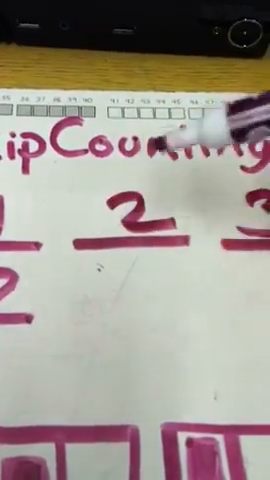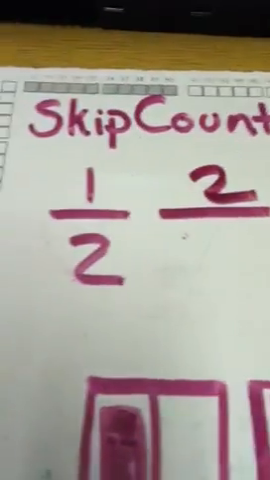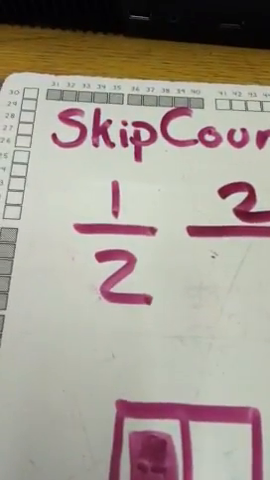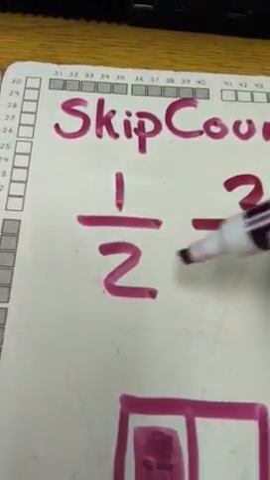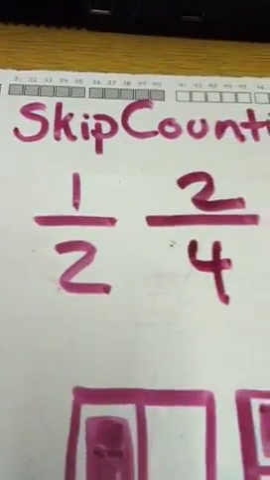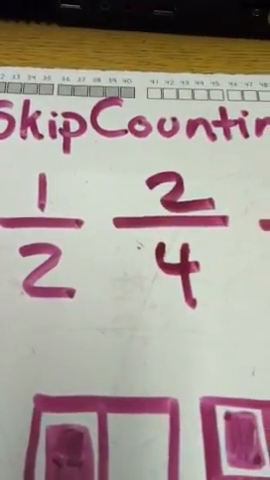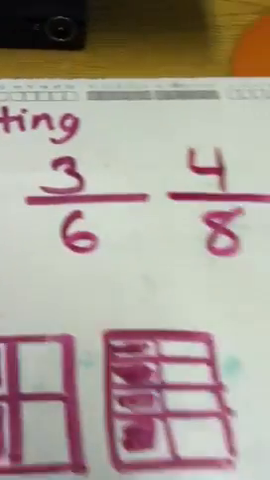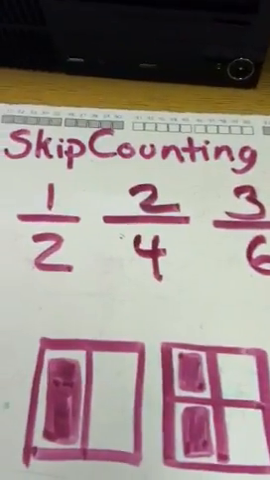So I'm going to go 1, 2, 3. And then with the bottom number, I'm also going to skip count. So I'm going to go 2, 4, 6, and I could keep the pattern going and give you as many equivalent fractions as you want.